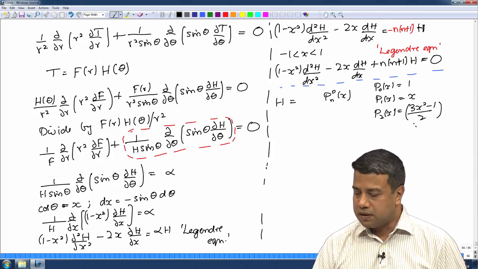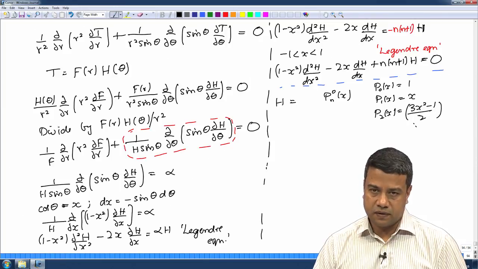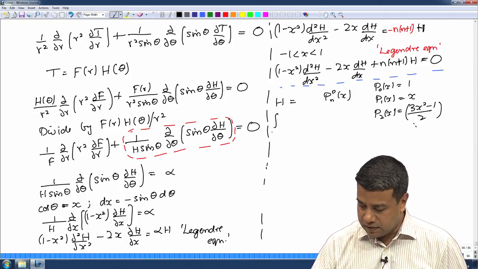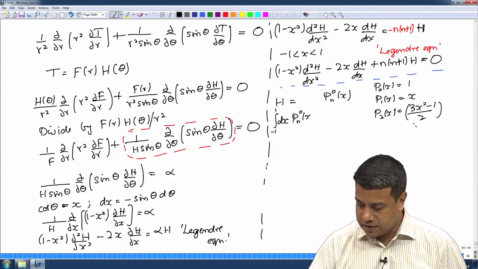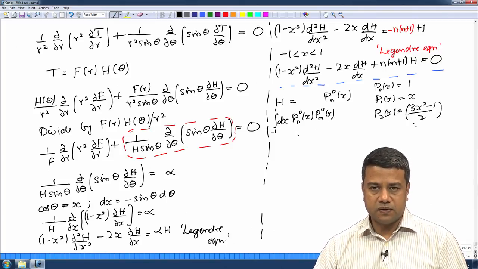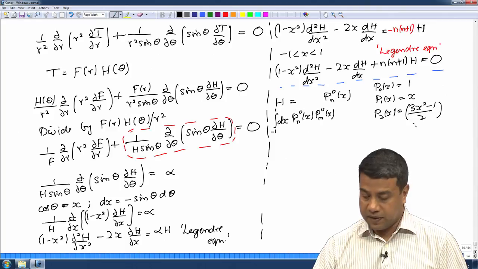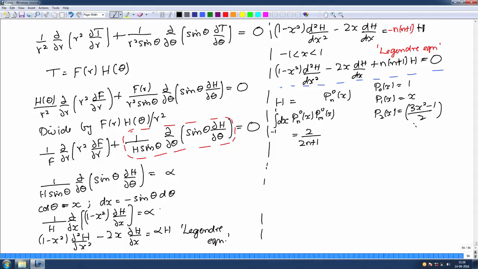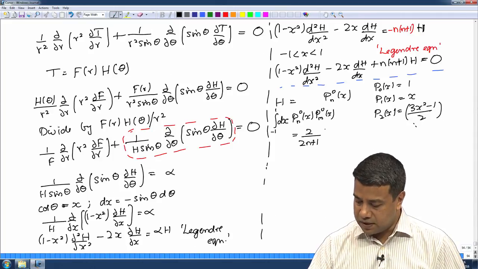More importantly, these Legendre polynomial solutions also have orthogonality relations. And that orthogonality relation is that the integral from minus 1 to 1 dx Pn 0 of x, Pm 0 of x will be equal to 0 if n is not equal to m, and will be equal to 2 by 2n plus 1 if n is equal to m. So, therefore, I can write this as 2 by 2n plus 1 delta n m.